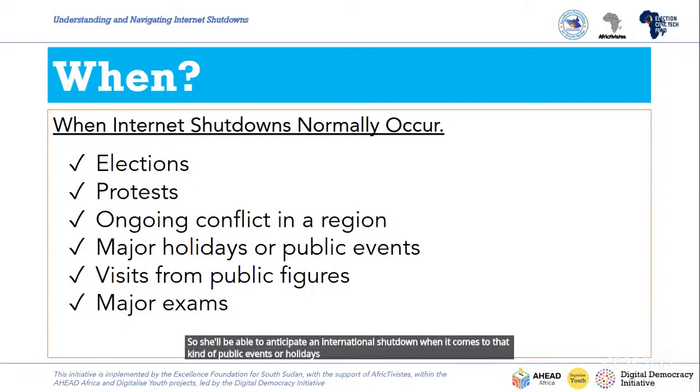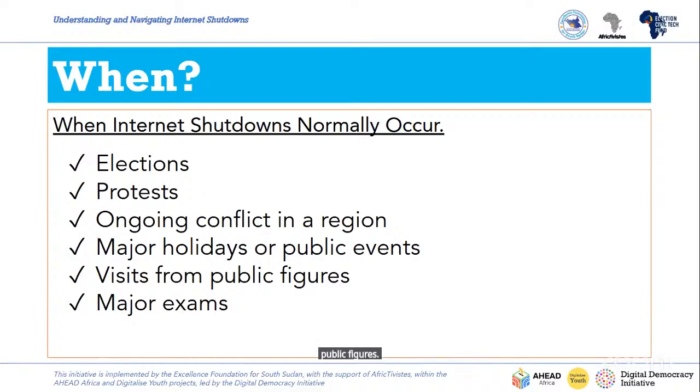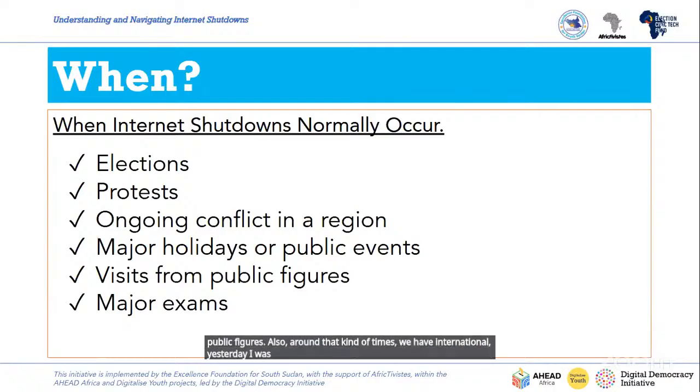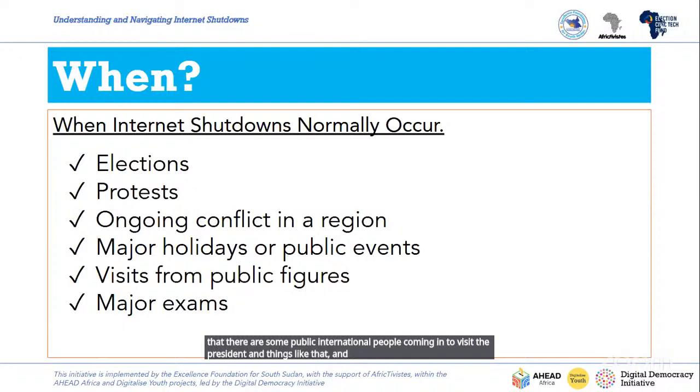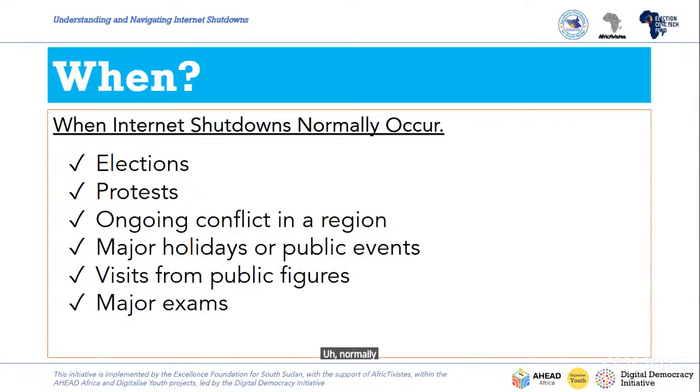And then when there are visits from public figures, also around that kind of time, we have international. Yesterday and the day before, I was trying to follow the conversation on the Clarity Desk group. There are a lot of rumors coming up that some international people are coming to visit the president and things like that. And there are very many rumors coming up. So when there are visits by these kind of individuals, sometimes people try to fabricate a lot of misinformation to confuse the public.